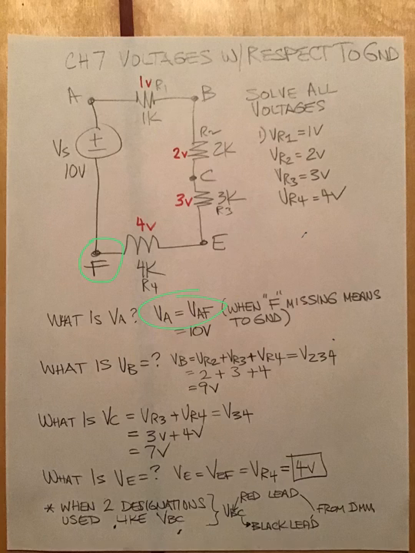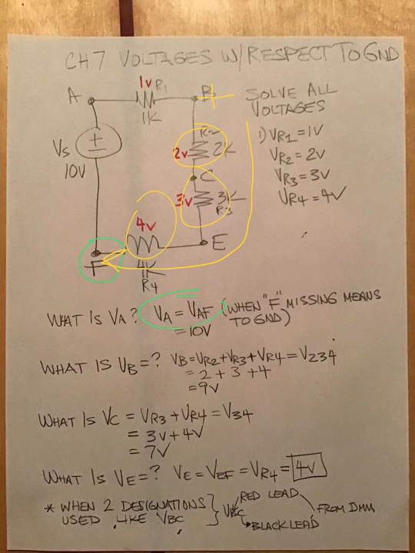Always look for the ground path, which means that VB is even a smaller computation. VB would be from here all the way back to ground. So you see there are 3 resistors, 4 volts, 3 volts, and 2 volts. VB is basically V234. Take all the voltages. It's a series path. Add them up. 4, 3, and 2 is 9 volts. And that would be VB.